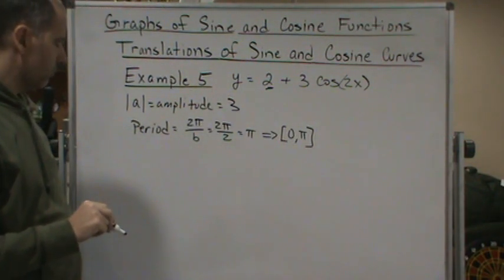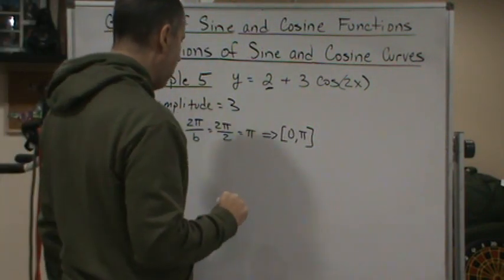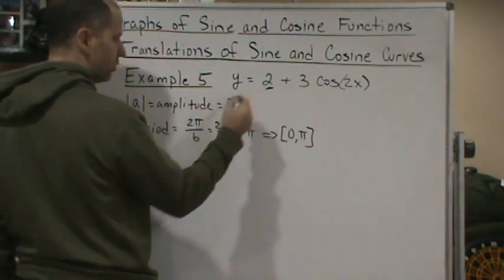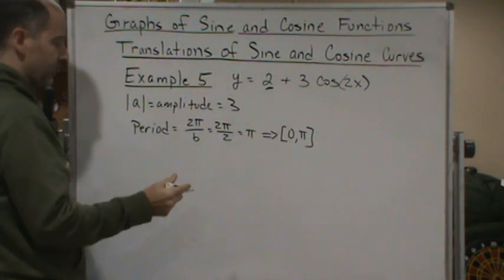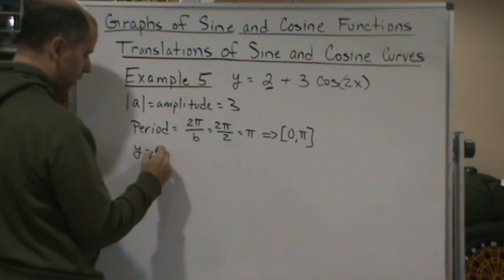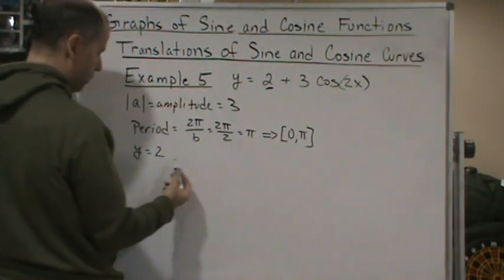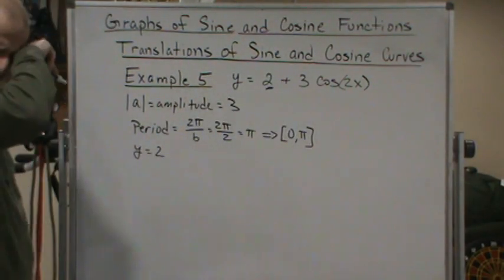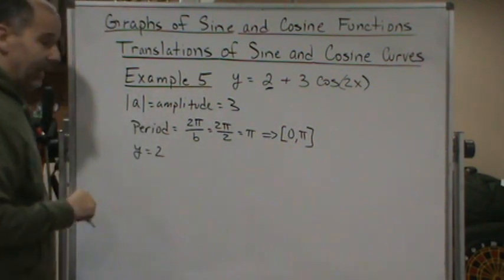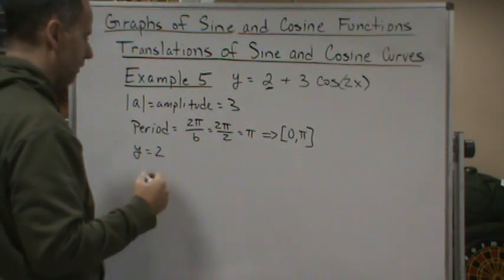Well, we can do it now. At this point it oscillates around 0, but this 2 means it's going to be shifted up 2 units. So now it's going to be oscillating around the line y equals 2. That means it's going to go up 3 from 2. So it's not between 3 and negative 3, it's going to oscillate between 5 and negative 1.